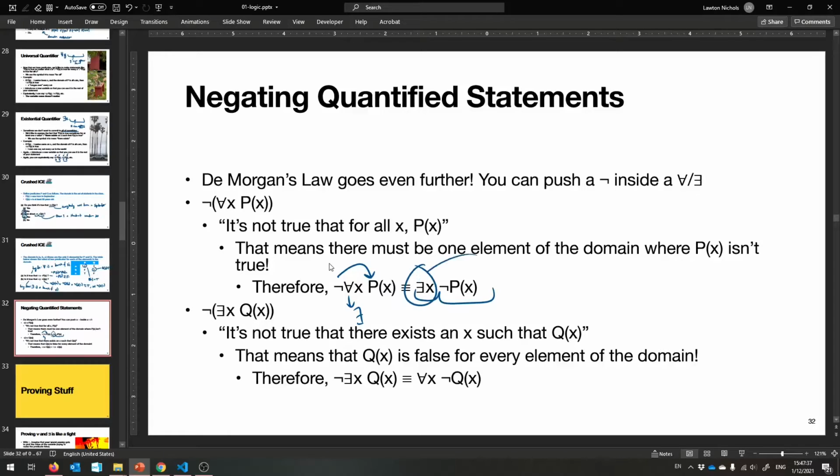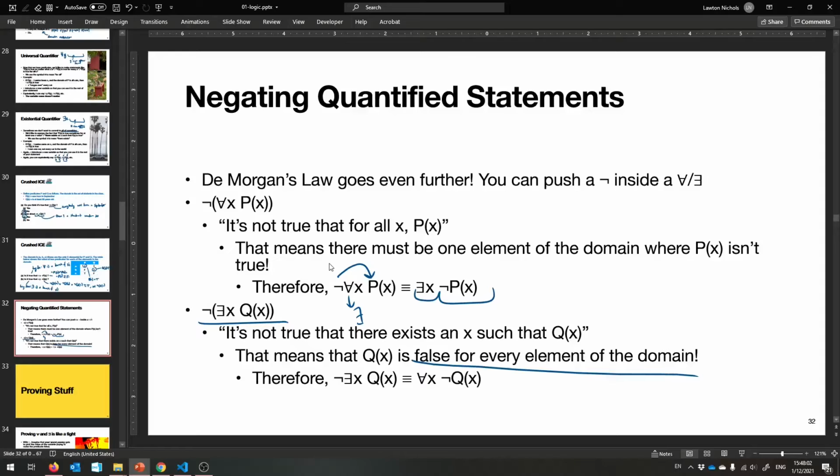There must be one x such that it's false. Okay, hopefully that's making some sense. And likewise, for it's not true that there exists an x such that q of x, well, that means that we can't find even one. We can't find even one x in the domain such that q of x is true. That means it must be false for all of them. You see that? So the ors get flipped to ands now.